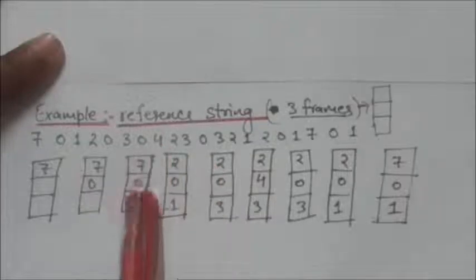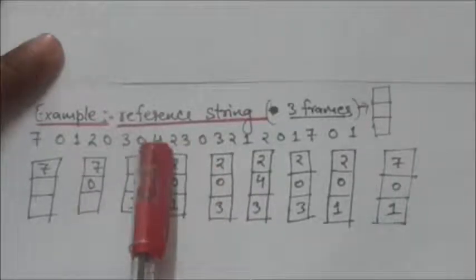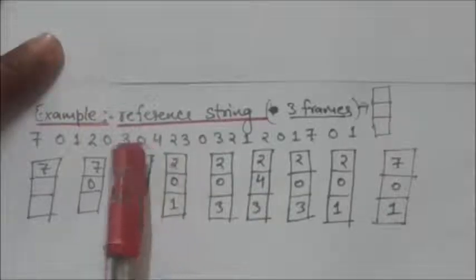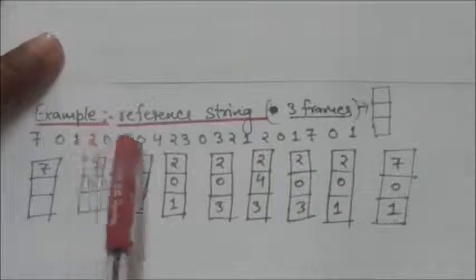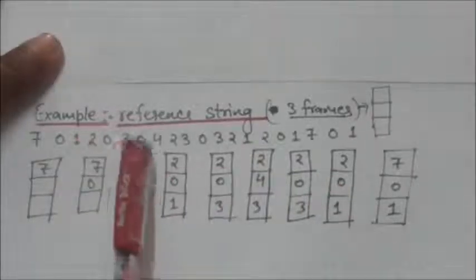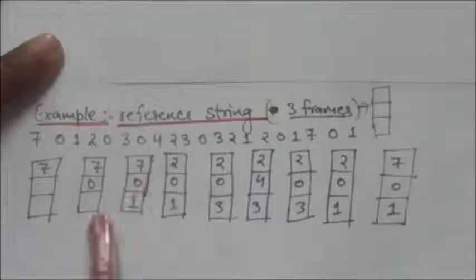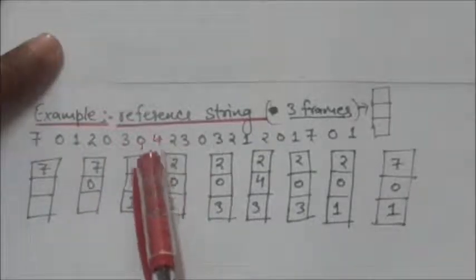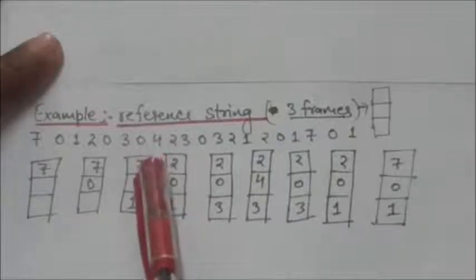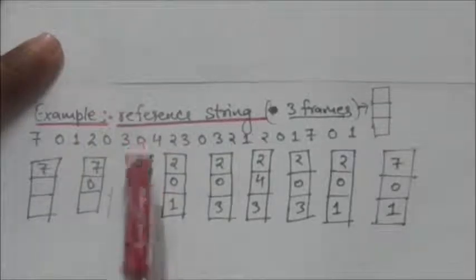Now here you can see that main memory is not free. All the 3 frames are occupied, right? In main memory there is no space for page number 2, so one of the pages which is in main memory has to be replaced. Then which page should be replaced? There are 3 pages: page number 7, page number 0 and page number 1. Which page among these 3 has to be replaced?